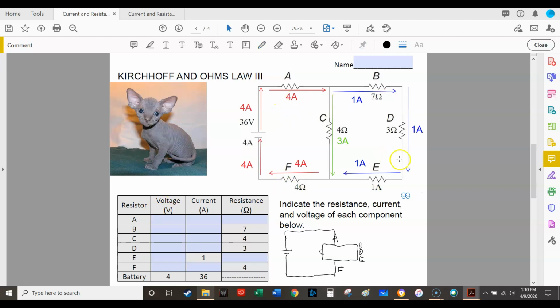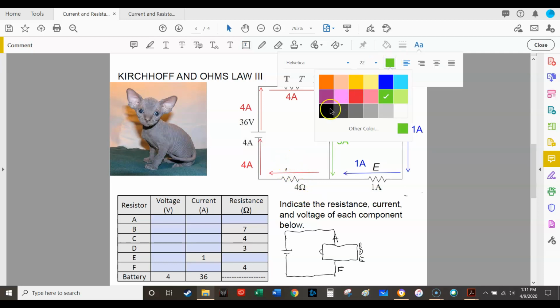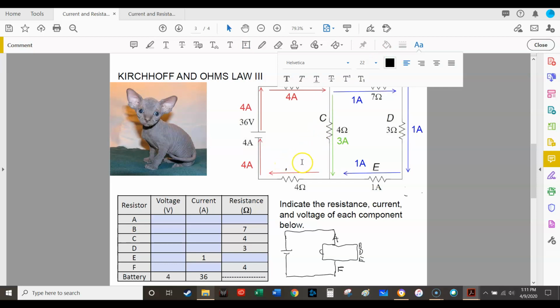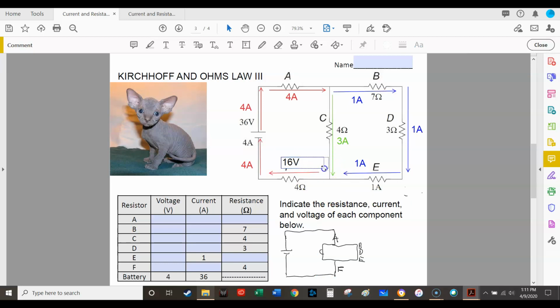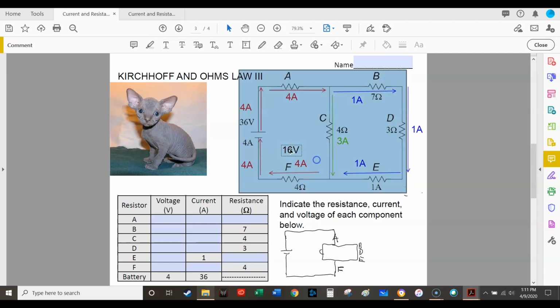So by doing this, let's go ahead and start making some computations. All right? Well, since we know the current and resistance of F, F is going to be 4 amps times 4 ohms. That's got to be 16 volts. All right. Let me stretch that so you can actually see the unit there.